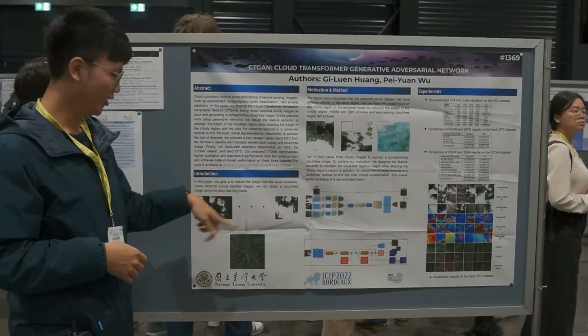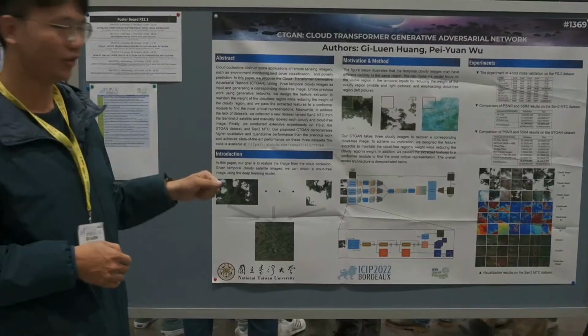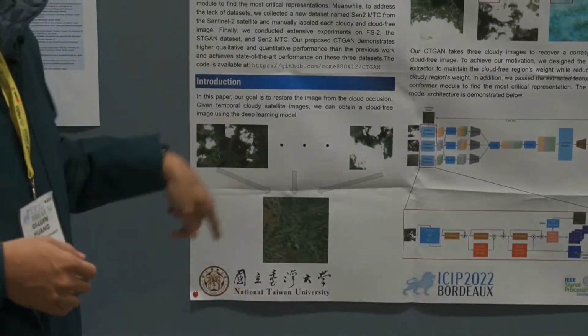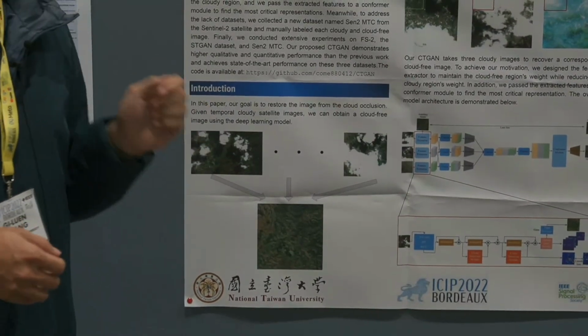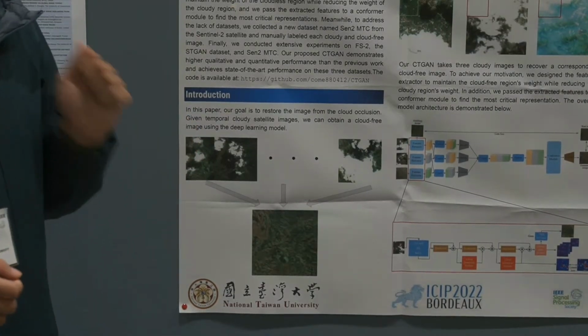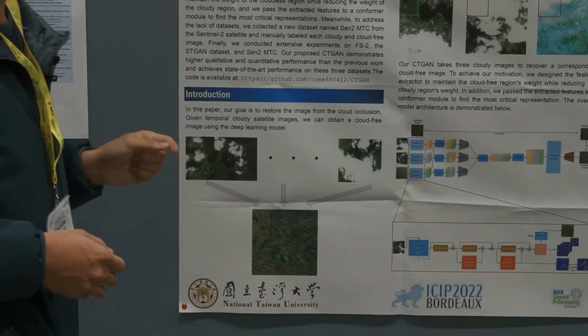You can see here, the satellite images are usually occluded by clouds. So these occluded satellite images cannot be used for downstream tasks, such as land cover classification or environment monitoring. So cloud removal is an important preprocessing step before applying them to downstream tasks.